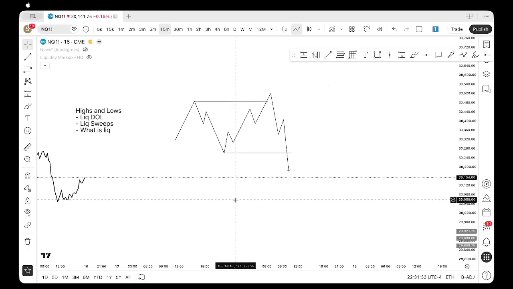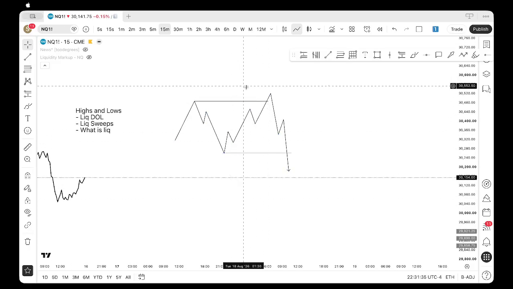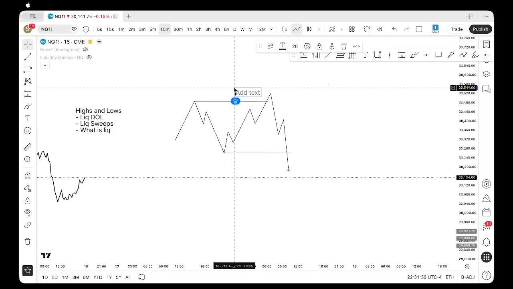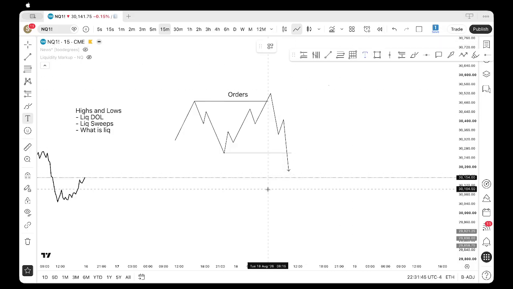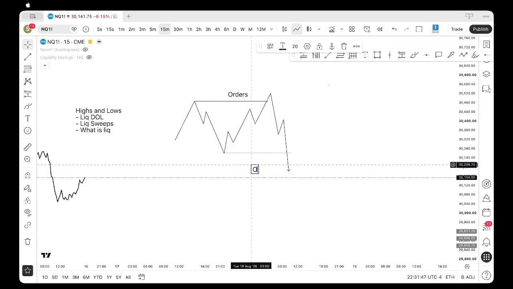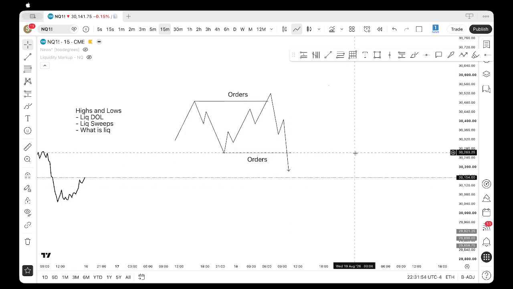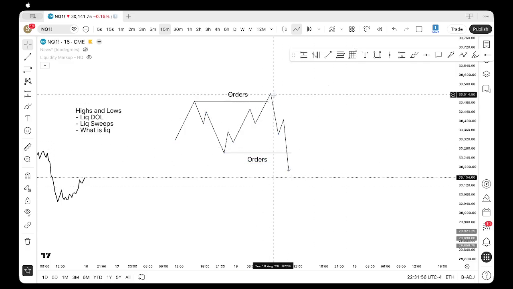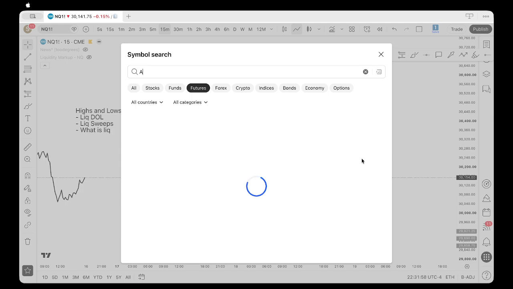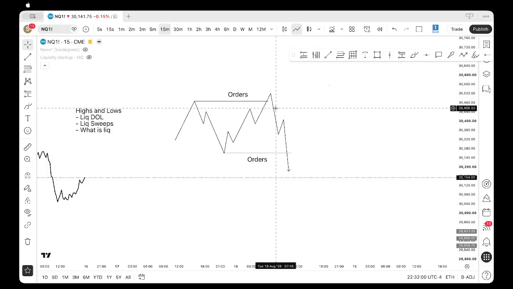Sweet. So what a liquidity sweep is, literally that. There's orders at these areas. So there's orders here, which, to explain orders, it's just people's market orders. It could be investors, retail traders, institutions, anything, just orders at these areas. So these areas, they have to raid in order to generate volume. There's orders here and there's orders here.